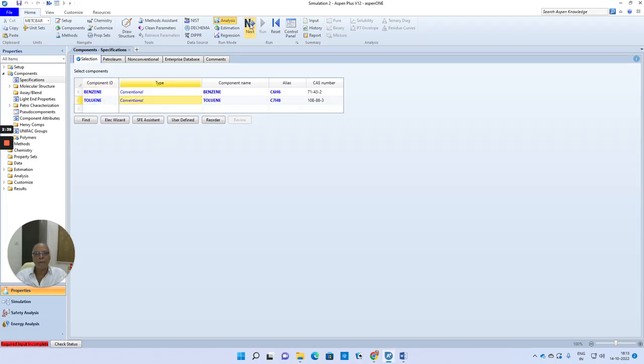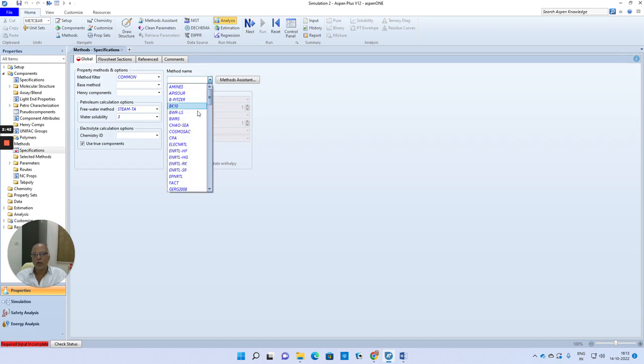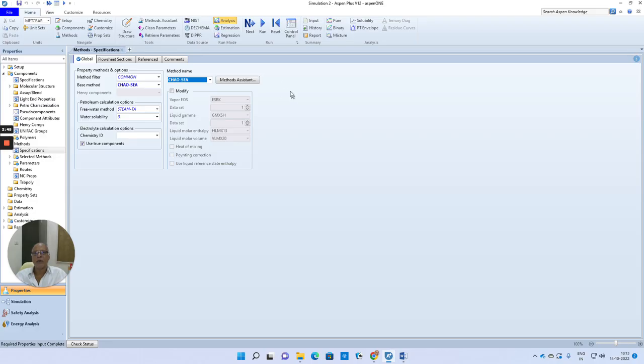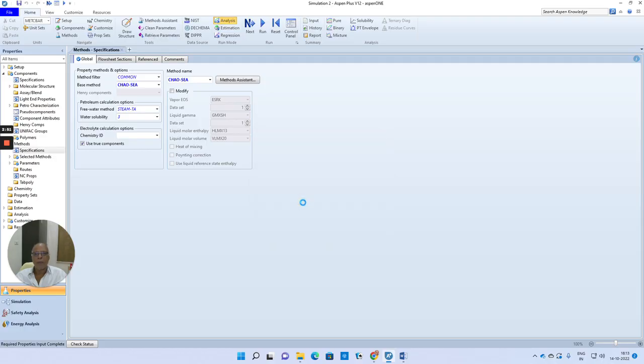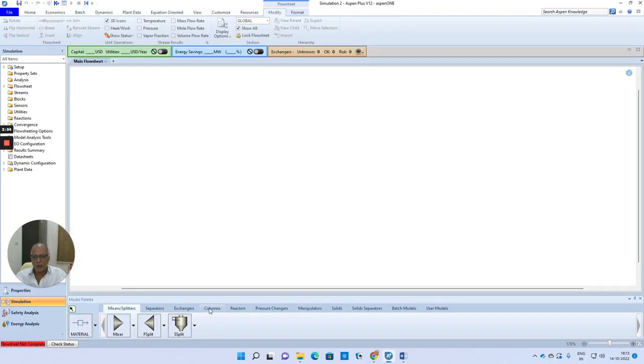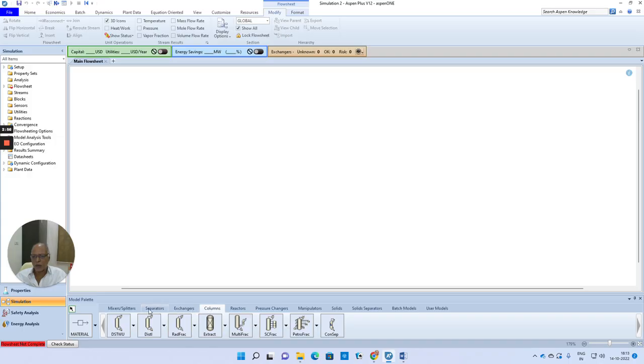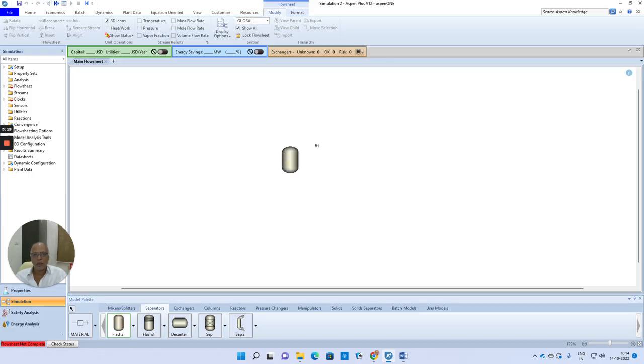Go to the next input screen. Choose a property model. Let me consider something like Peng-Robinson. Go to the next input screen, and then to the simulation environment. Now you can see the flash columns are available under the tab Separators. You can see the difference between Flash2, which is a two-outlet flash model for VLE, vapor-liquid equilibrium, and Flash3, which you need if you want to model vapor-liquid-liquid equilibrium. In this case, we are dealing with only vapor-liquid equilibrium, so let me select this Flash2 model.